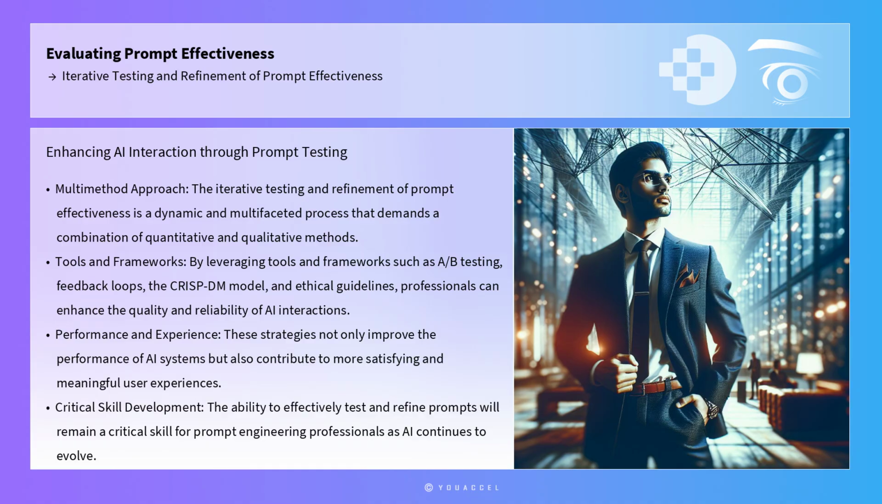In conclusion, the iterative testing and refinement of prompt effectiveness is a dynamic and multifaceted process that demands a combination of quantitative and qualitative methods, as well as ethical considerations. By leveraging tools and frameworks such as A/B testing, feedback loops, the CRISP-DM model, and ethical guidelines, professionals can enhance the quality and reliability of AI interactions.